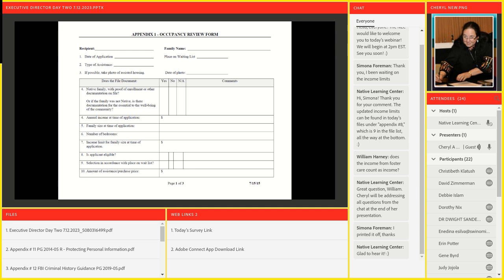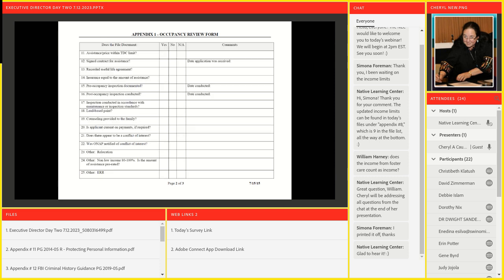So one of the occupancy review forms in your attachments: does the file document if it's a native family? Do you have proof of an enrollment or other documentation on the file? If they're not native, is there documentation that they're essential to the well-being of your families? What is their annual income at the time of application? What's their family size? How many bedrooms? What's the income limit for the family size at the time of application? Is the applicant eligible? Is the selection in accordance with the place on their waiting list? What is the amount of assistance or the purchase price?